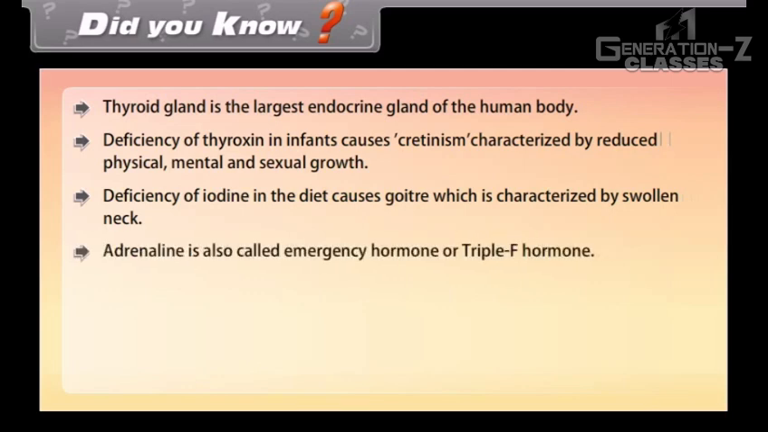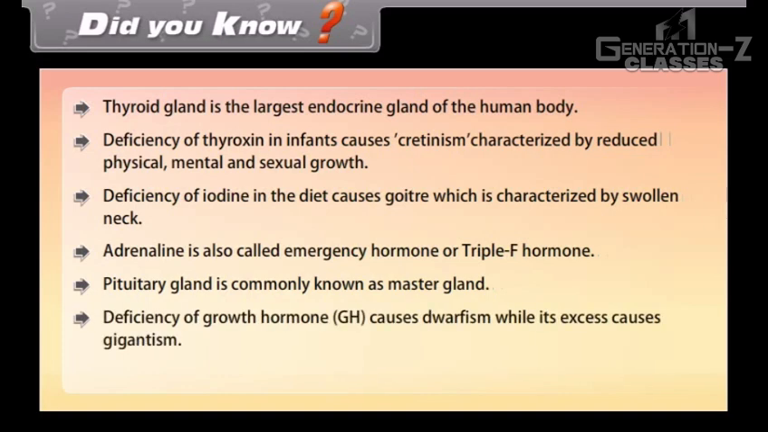Adrenaline is also called emergency hormone or triple F hormone. Pituitary gland is commonly known as master gland. Deficiency of growth hormone GH causes dwarfism, while its excess causes gigantism. Deficiency of insulin causes diabetes.